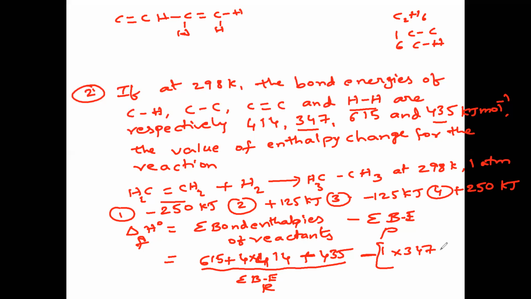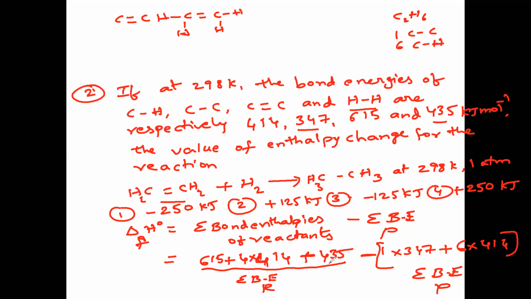I'm keeping the bracket here, plus 6 into CH bonds. How many CH bonds? 6. So each CH bond is 414. So 6 into 414. If you do this calculation, this is called the sigma bond enthalpy of products. Simple, we just have to substitute, that's all. So the numbers are the only important thing.